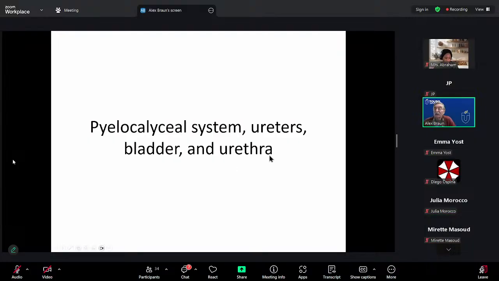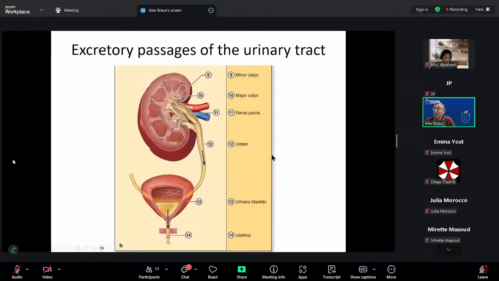Okay, so let's talk about the excretory system. It has several different elements, which you see in this diagram. It begins with the minor calyces, which fuse to form the major calyces, which fuse to form the pelvis, which then continues as the ureter, which then enters into the urinary bladder where the urine is stored, which then releases urine into the urethra to the outside world. Most of these urinary passages are lined by urothelium or transitional epithelium.